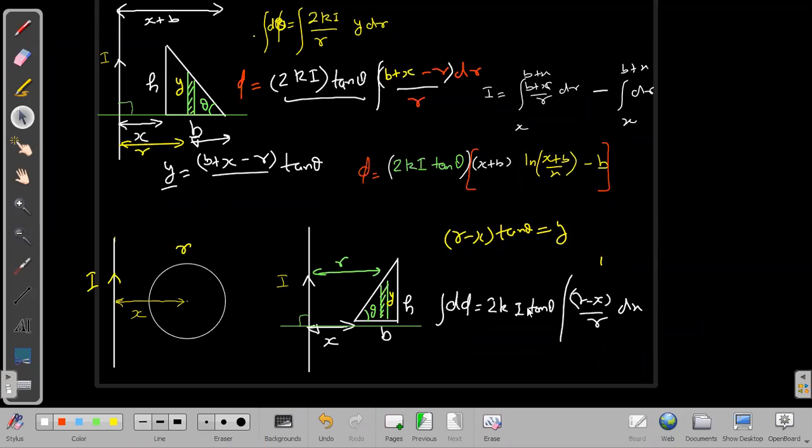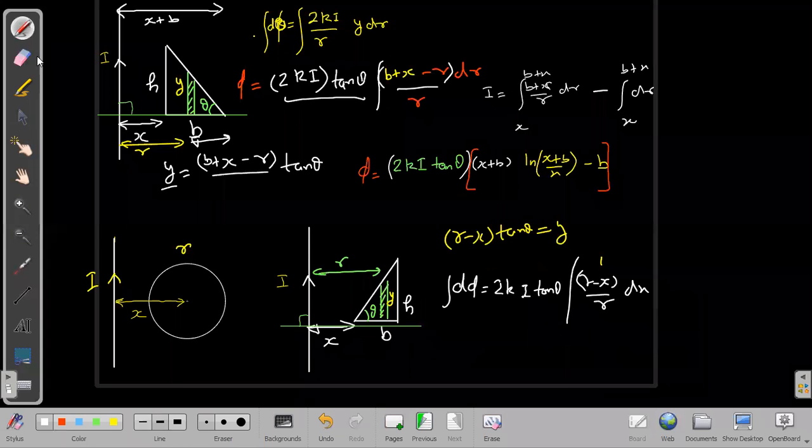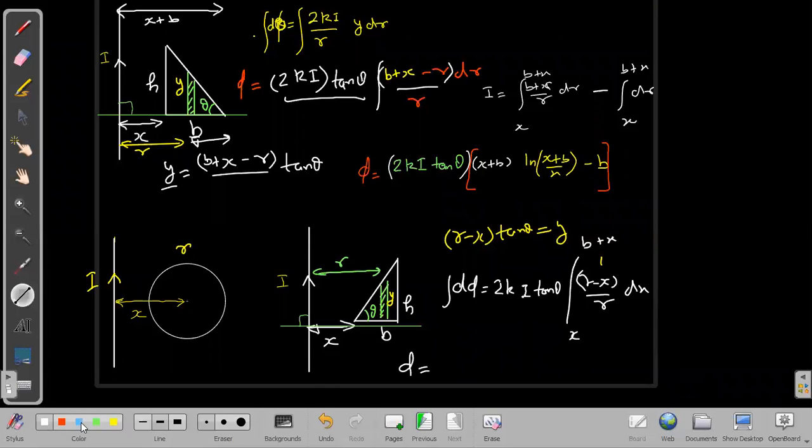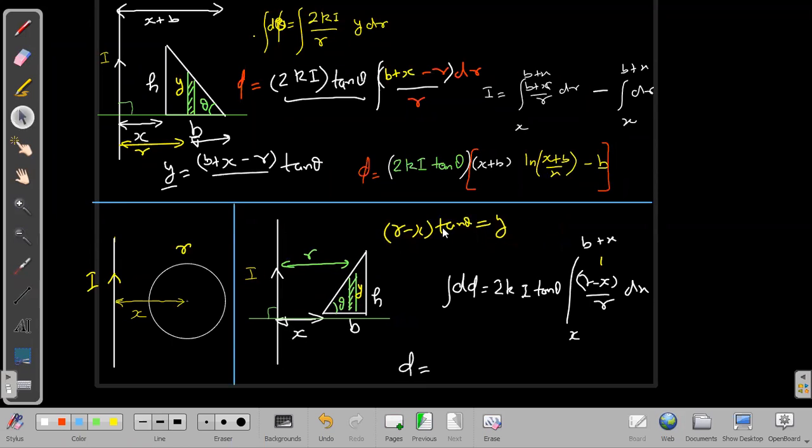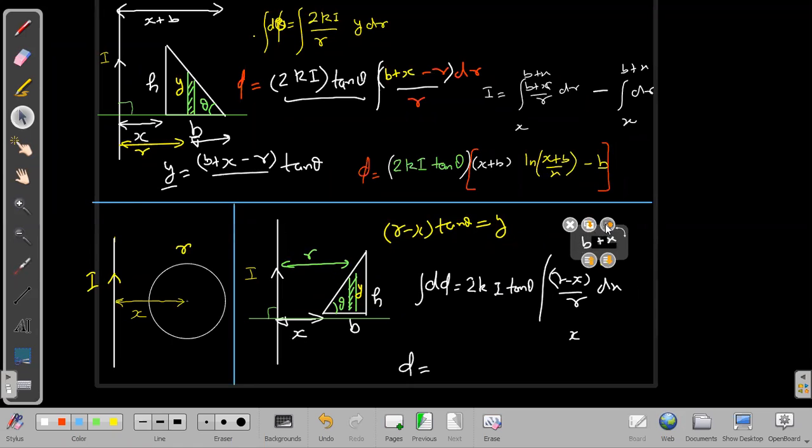Limits: here r will vary again the same way. R will vary from x to b plus x. What do we get now? Flux is equal to, obtain it for yourself and then tell me the result. 2kI tan theta into (b minus x) into log of (x plus b) by x. Seems right only. Is it right?